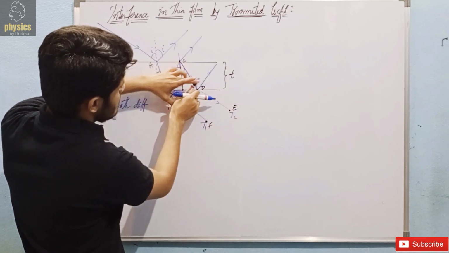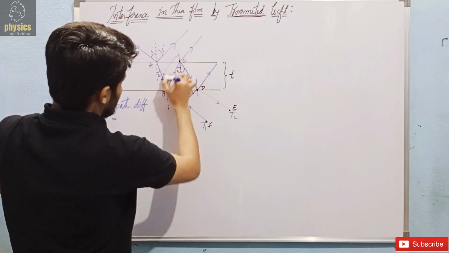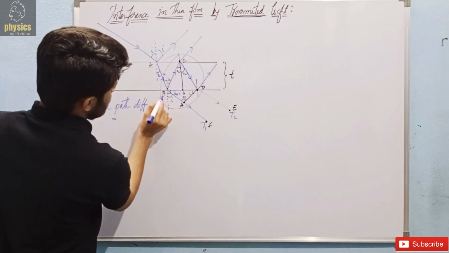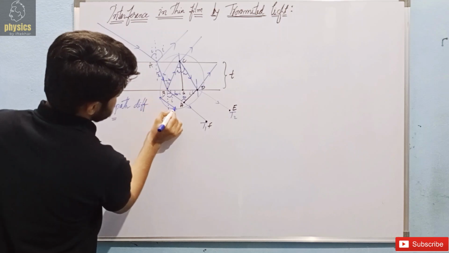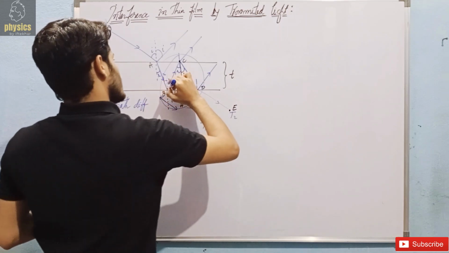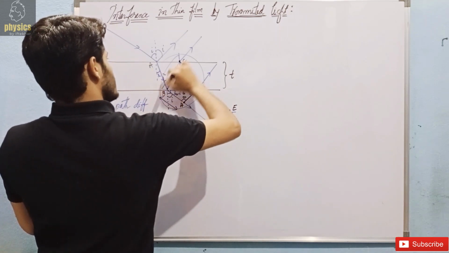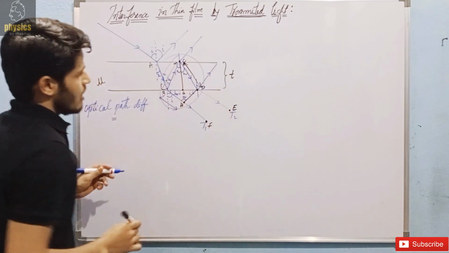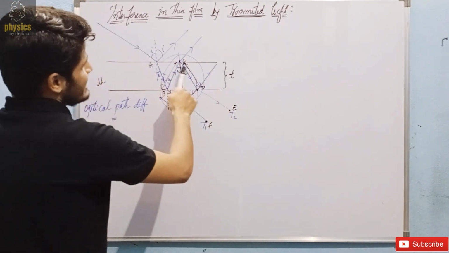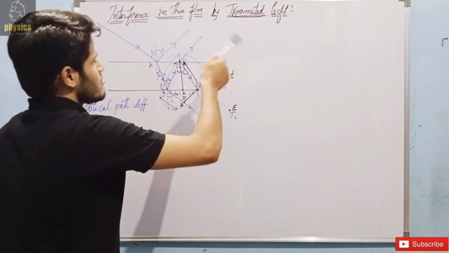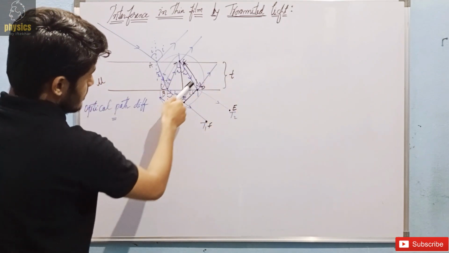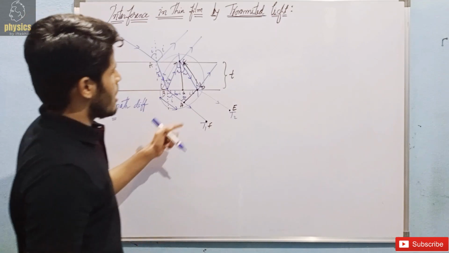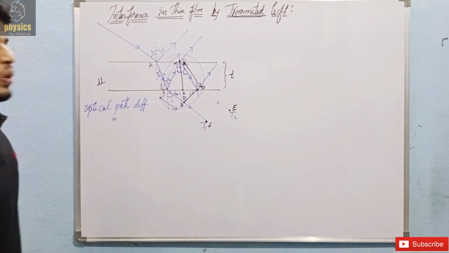Okay, but the story is all about this region. In this region, ray 1 travels this much shorter distance, but ray 2 travels this plus this. So what I have to do is add these lengths and subtract from these lengths. I will get the path difference between these two light rays.